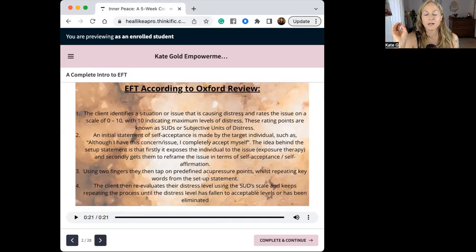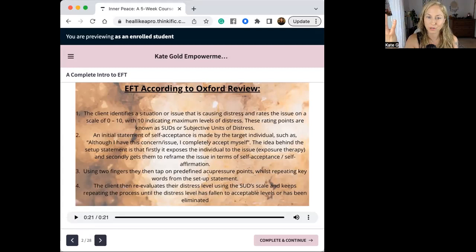So in every EFT session, according to any EFT practitioner, the client identifies a situation or issue that's causing distress and rates the issue on a scale of 0 to 10, with 10 being the maximum levels of distress and 0 being non existent. These rating points are known as SUDs, or subjective units of distress. What I love about the SUDs is it allows you to track your progress.